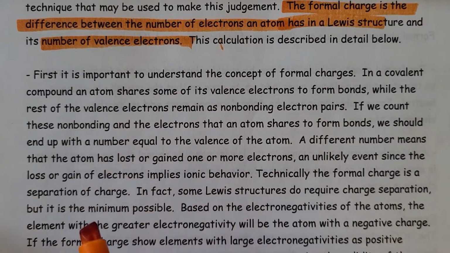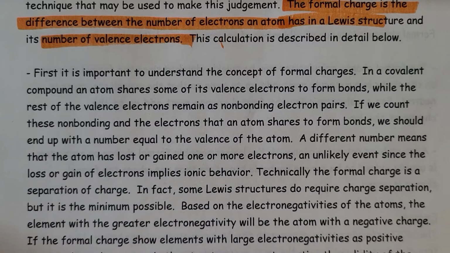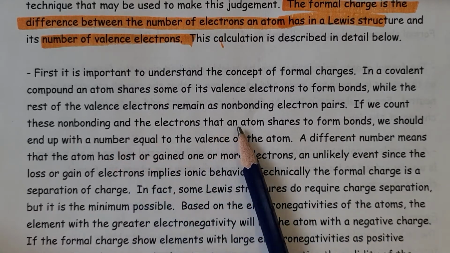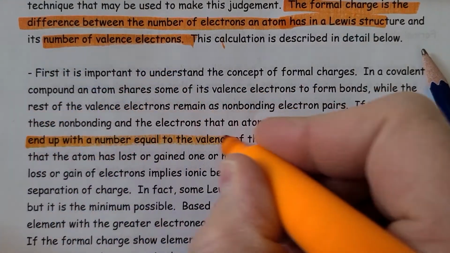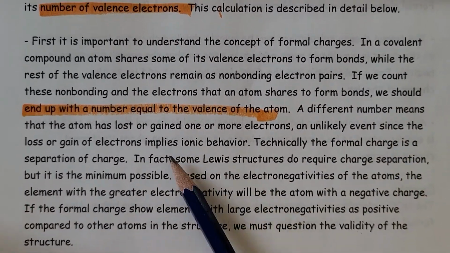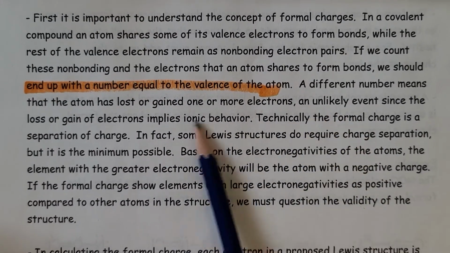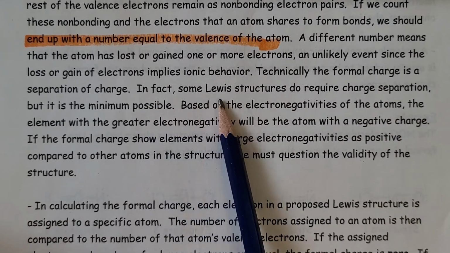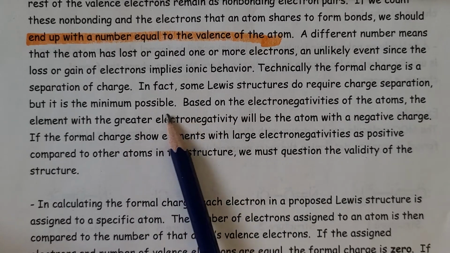In a covalent compound, an atom shares some of its valence electrons to form bonds, while the rest of the valence electrons remain as non-bonding pairs. If we count those non-bonding electrons and the electrons that an atom shares, you should end up with the number of valence electrons that it has. It makes sense. A different number means that the atom has gained or lost electrons, which is not likely. Technically, the formal charge is a separation of charge. In fact, some Lewis structures do require charge separation, but it is kept as minimal as possible.